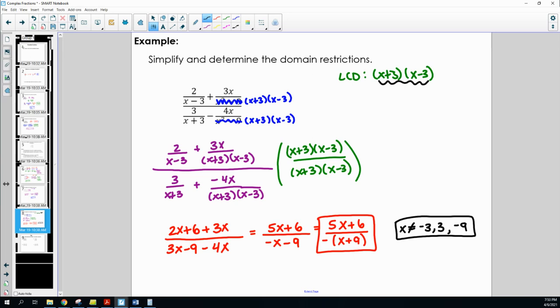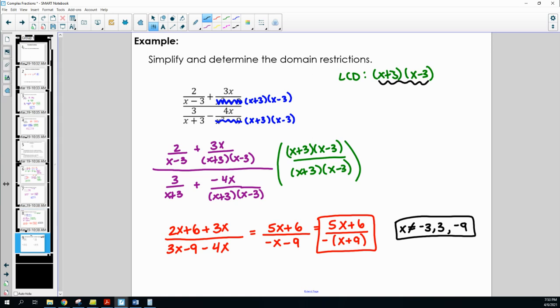Okay, so if you want to use, like I said, method 1, please use method 1. If you want to use method 2, but actually show the multiplication, how you're distributing the x plus 3, x minus 3 to each one, like I did in that first example, do whatever makes sense for you.